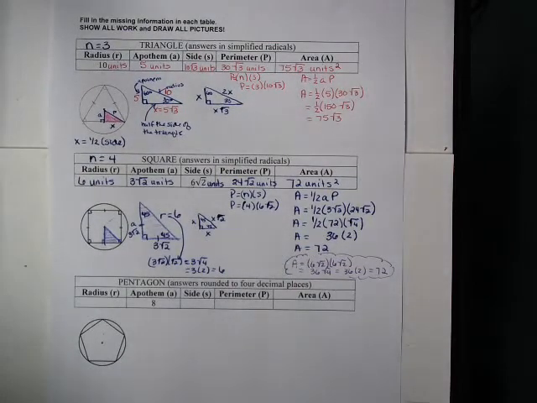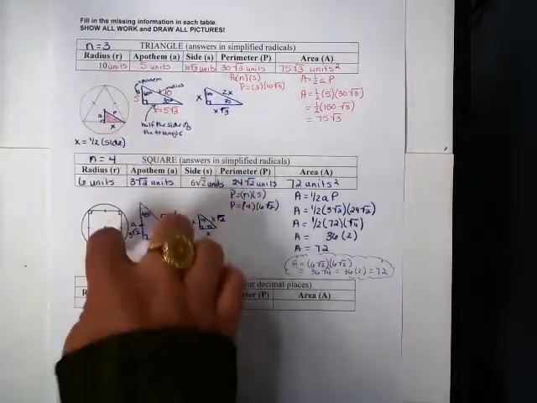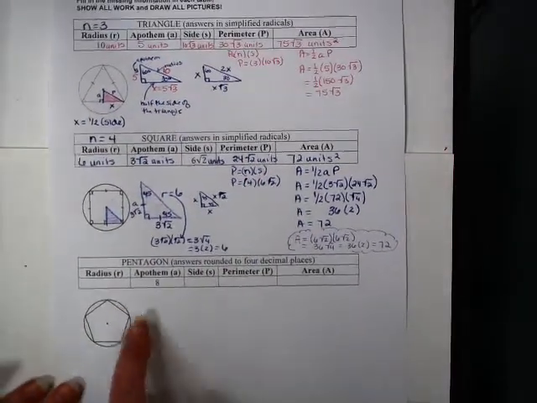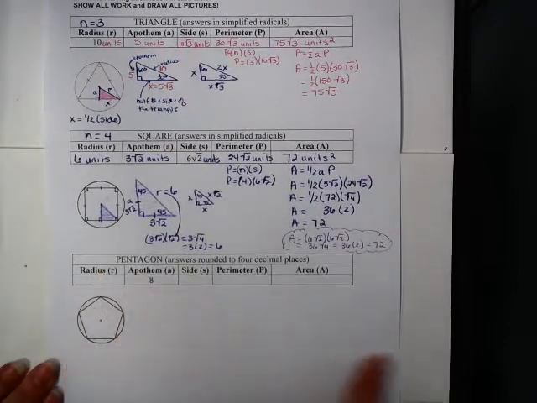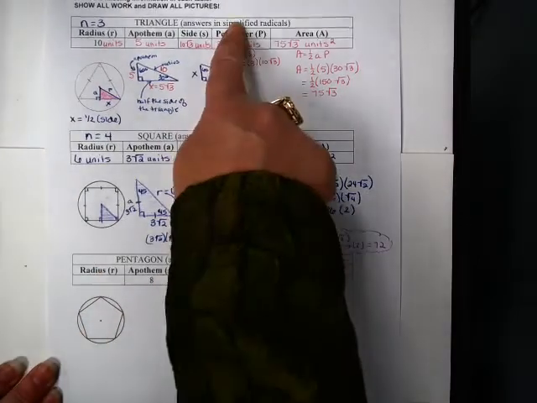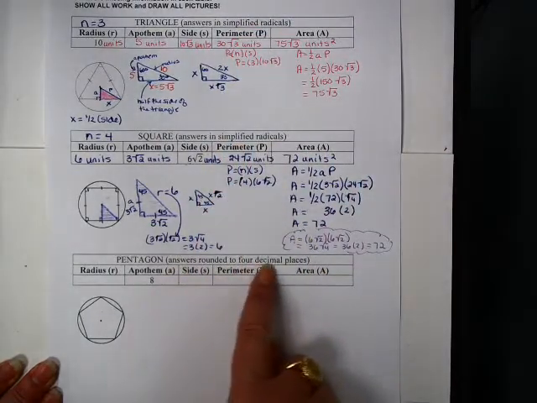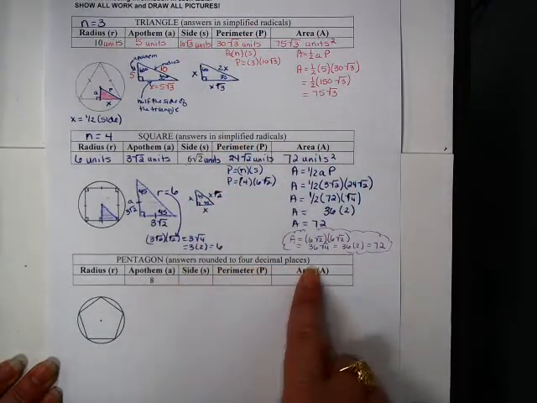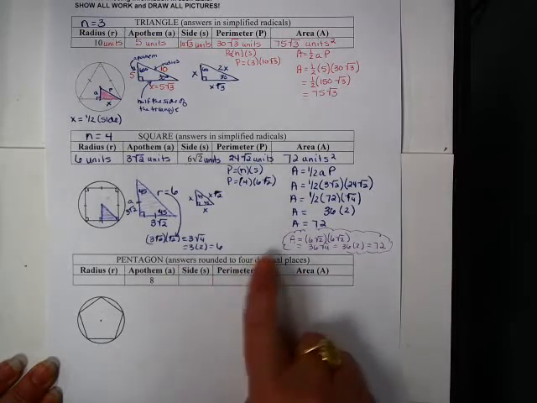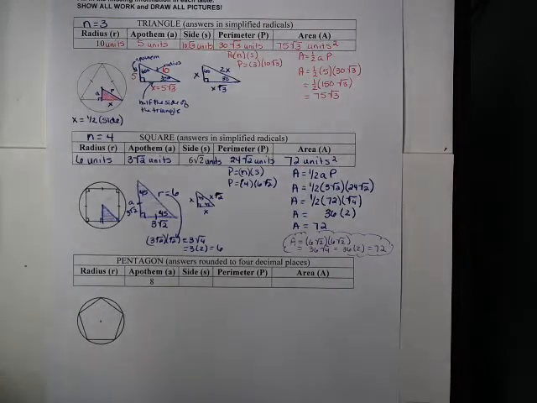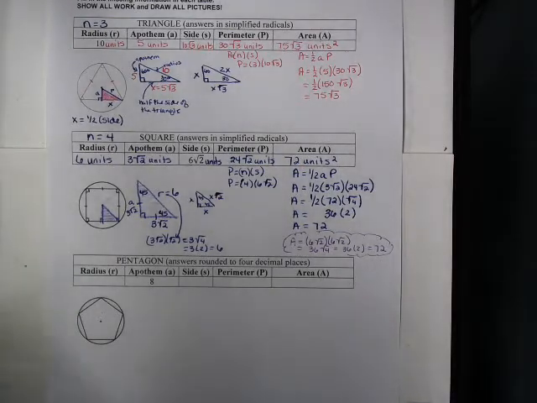Okay. Next, now that we've done these two, we can do the same steps that we went through. Notice how both of those were simplified radicals for the answers. This one is going to be rounded to 4 decimal places. That should clue you in that 4 decimal places means I'm going to be using trig. Okay, so I'm going to start here.